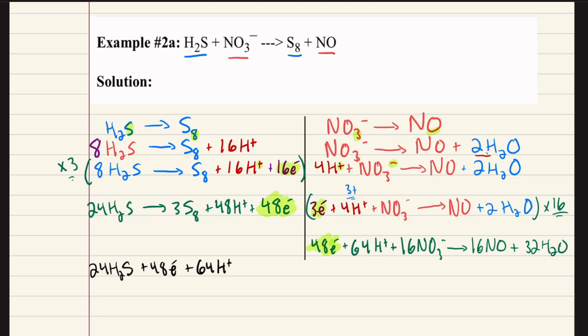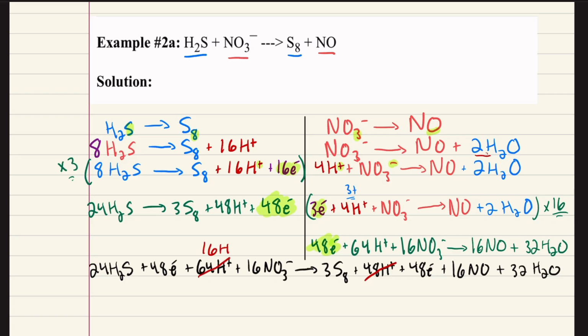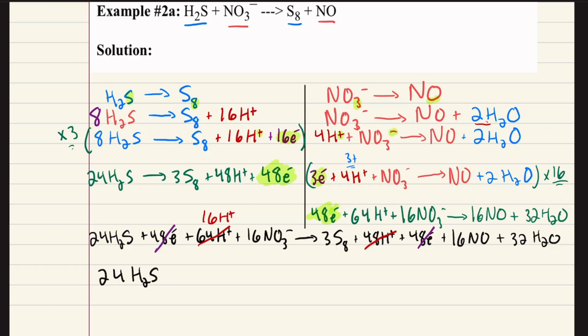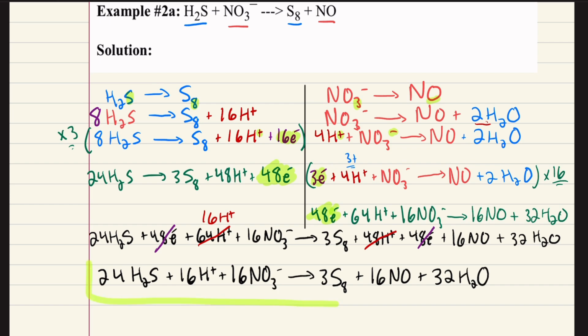Now we simply combine the two half reactions into one giant redox reaction. And like in the previous question, we're going to cancel out like terms on both sides. The final simplified redox reaction here is 24H2S plus 16H plus 16 nitrates yields 3 sulfurs, S8 plus 16NO plus 32H2O, and this is the final balanced reaction.